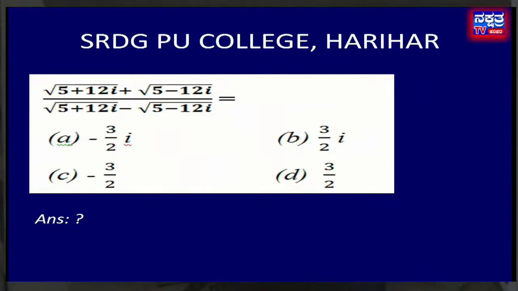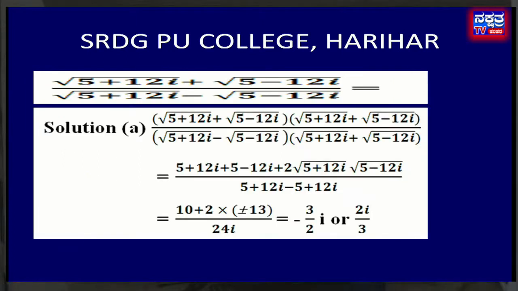(Root of 5 plus 12i plus root of 5 minus 12i) by (root of 5 plus 12i minus root of 5 minus 12i). Square root of a complex number. If you see the solution, here it is multiplied by its denominator's conjugate, and finally we are getting the answer minus 3 by 2i, or 2i by 3. So with what did he multiply? Root of 5 plus 12i plus root of 5 minus 12i, multiplied and divided. Finally with the answer it is like (a plus b) whole square by (a plus b) into (a minus b).